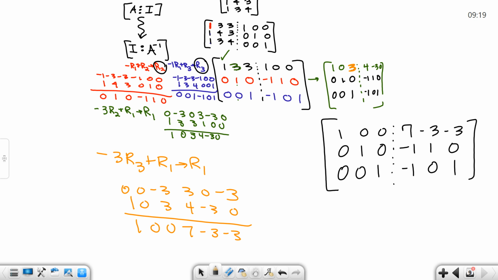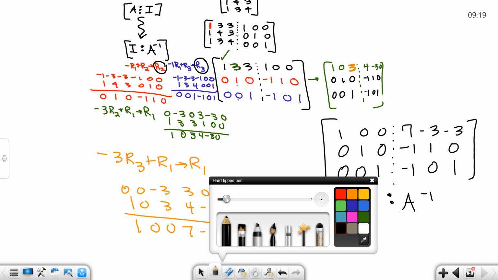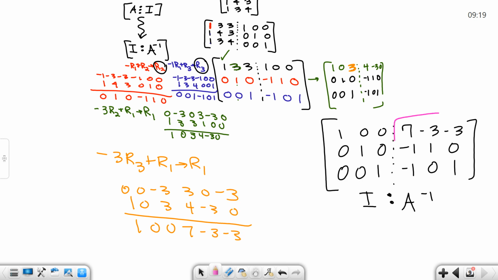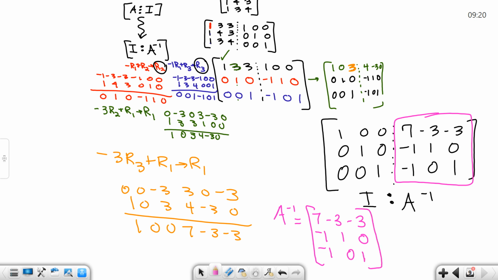When we get to this point, what is left is A inverse. So this value here is your inverse. And that is how it would work.